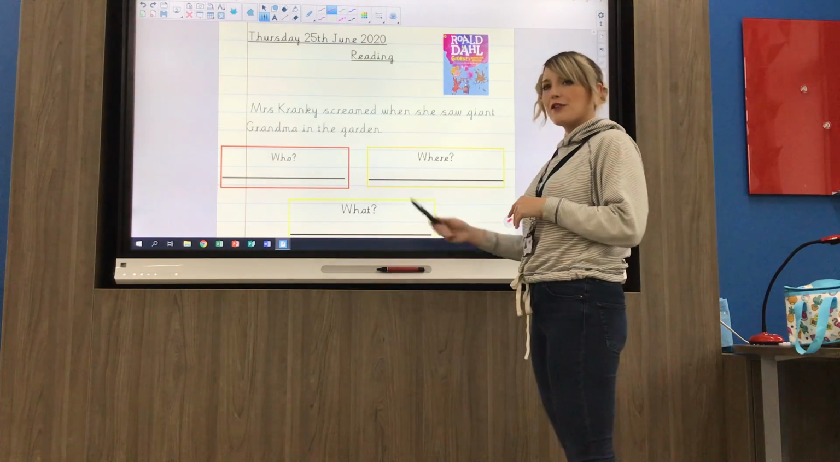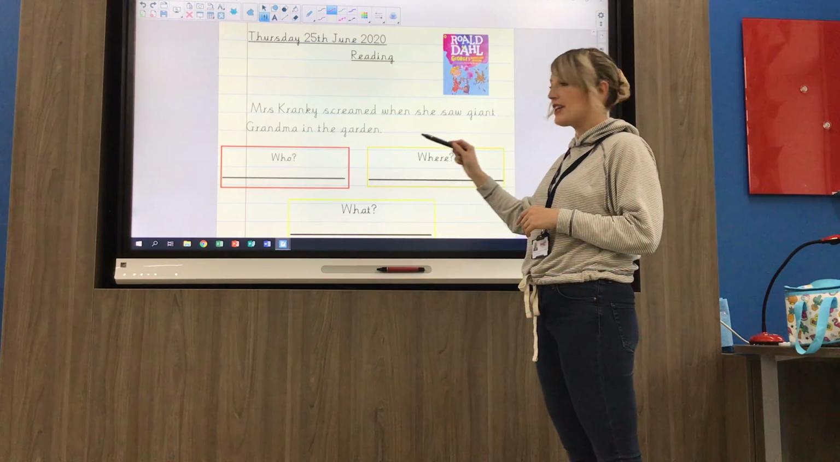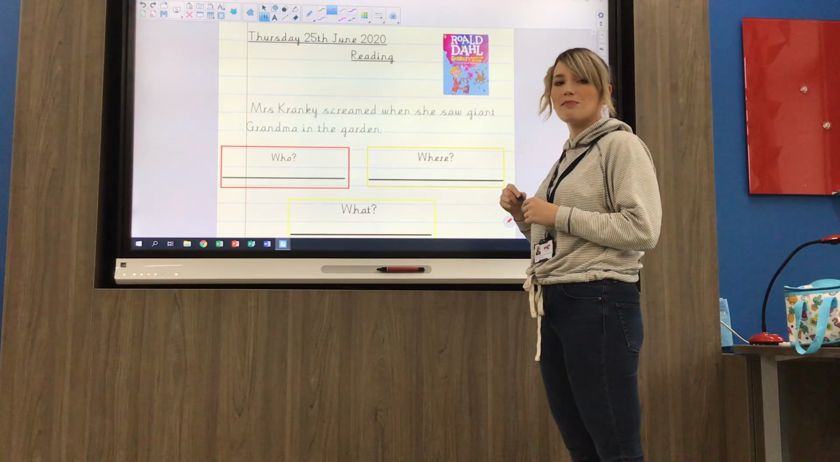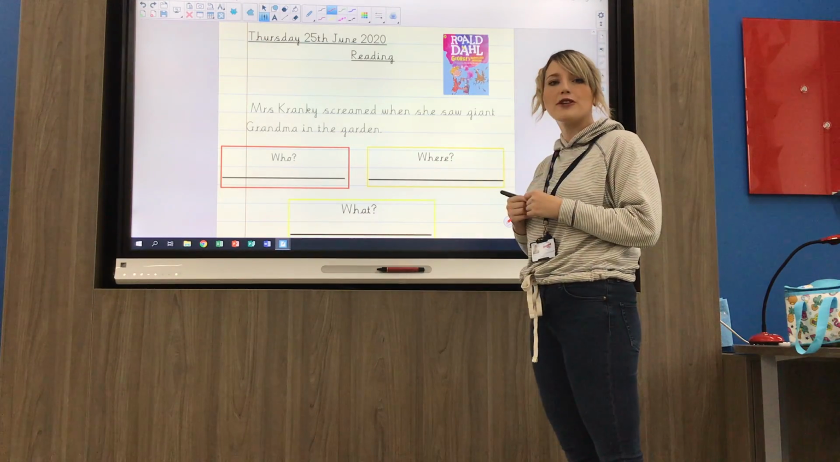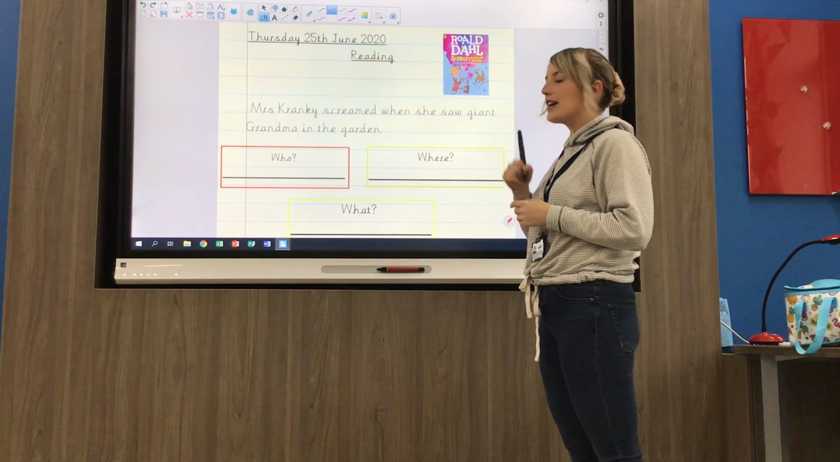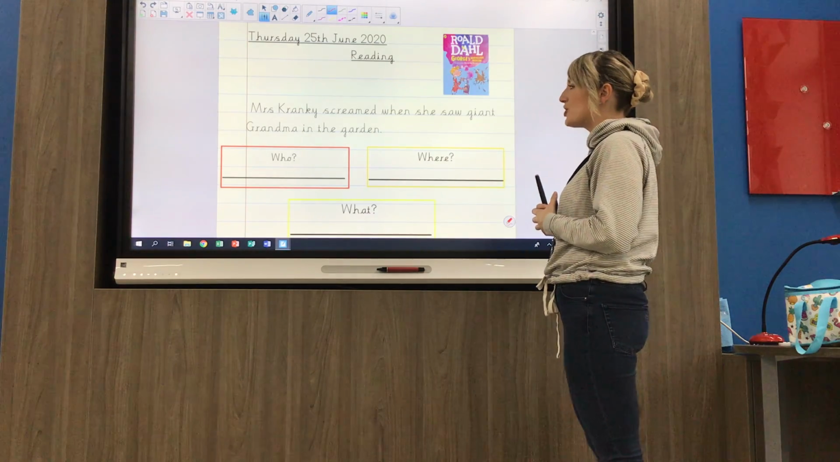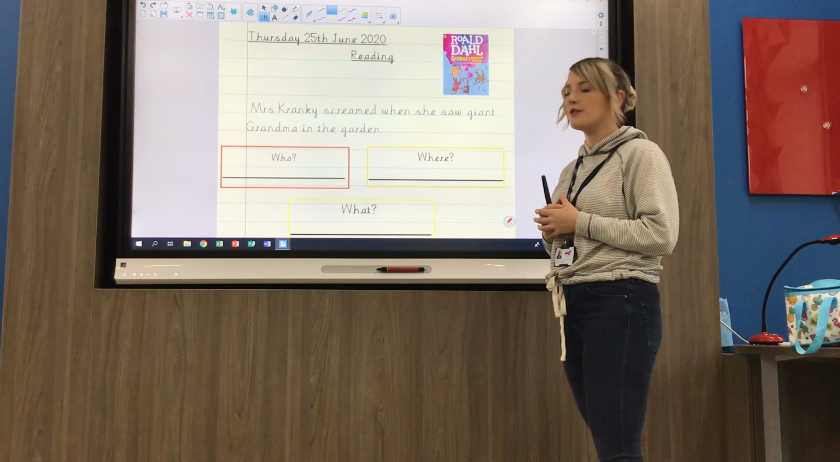So, some of you have got questions which look like this, where you've got a sentence, and then you've got your 3 who, where and what boxes, and some of us are doing some missing word reading tasks as well. So let's look at the sentence. We've got Mrs. Cranky screamed when she saw Giant Grandma in the garden.